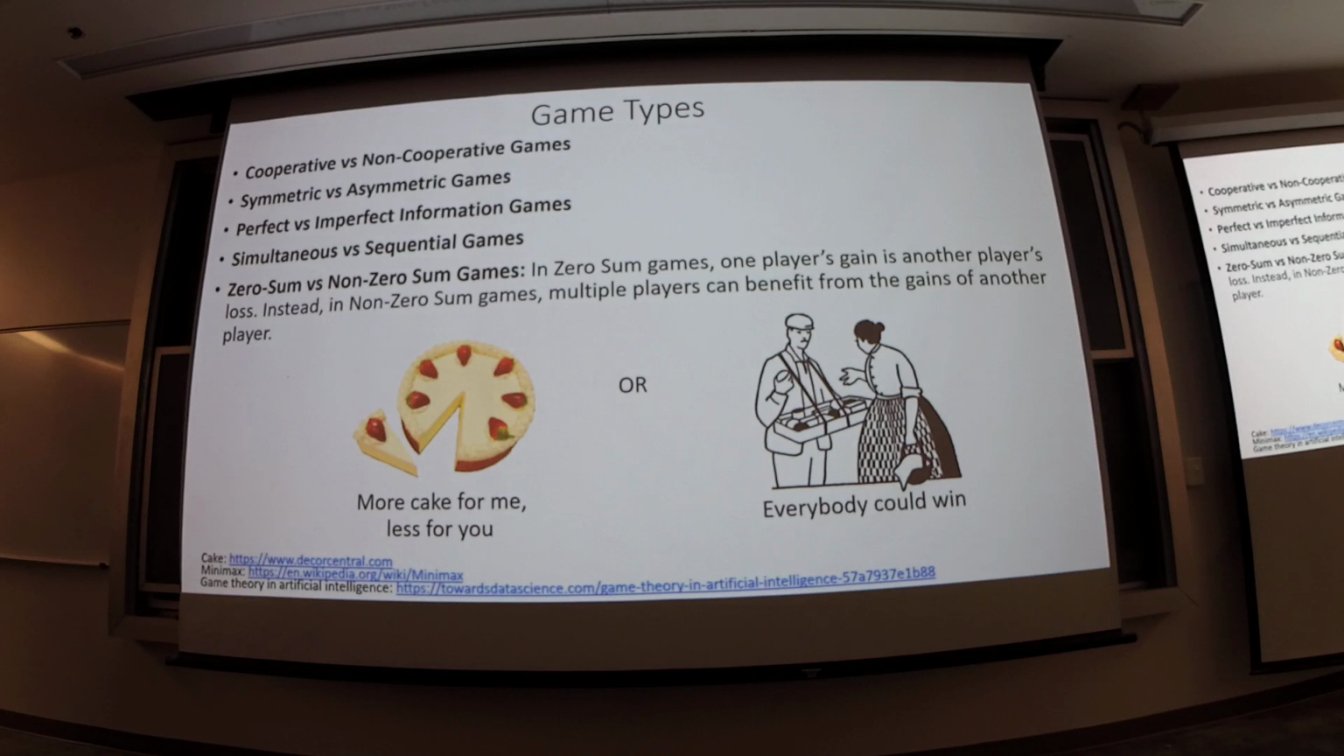And then there are zero-sum versus non-zero-sum games, right? Zero-sum games are games where, at each point in the game, the sum of the payoffs stays always the same, right? So in the case of the cake, if one of the players has more cake, it means that the other players have less cake, right?